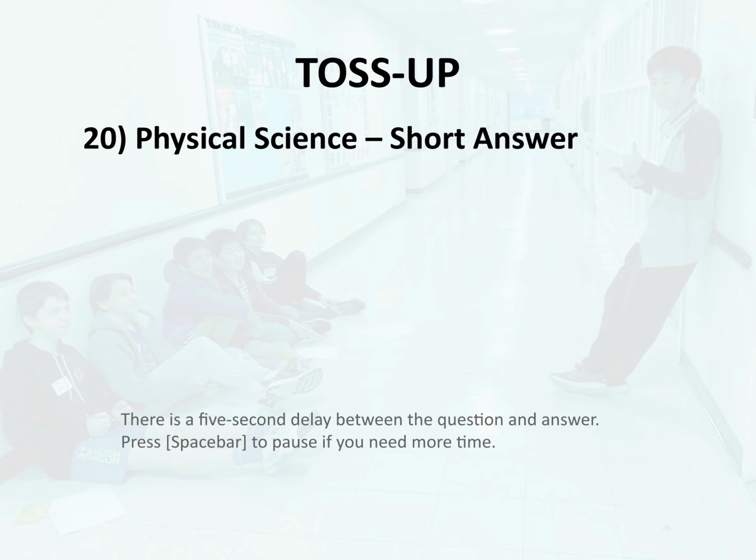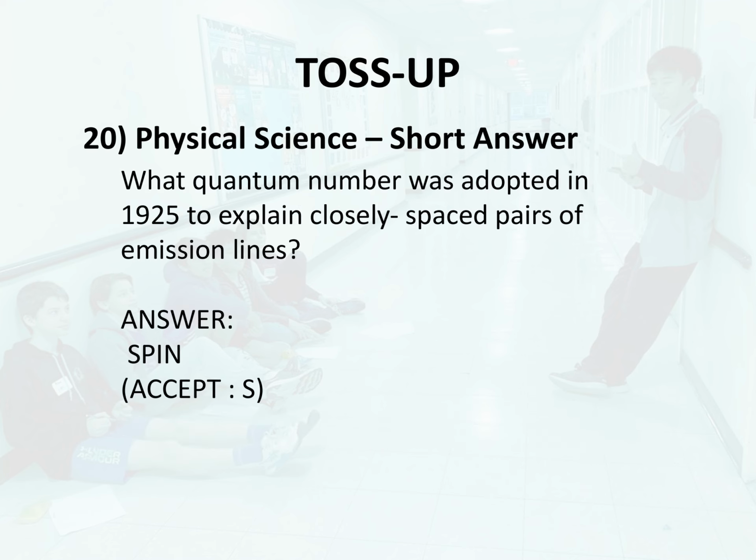Toss-up 20. Physical science, short answer. What quantum number was adopted in 1925 to explain closely spaced pairs of emission lines? Answer: spin.